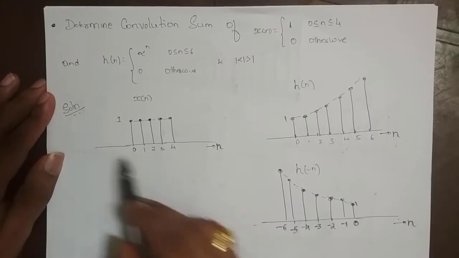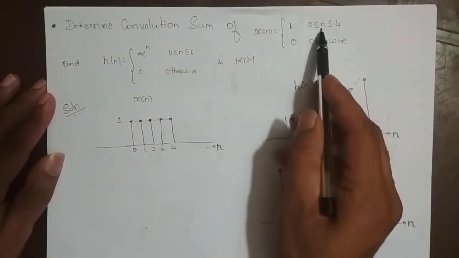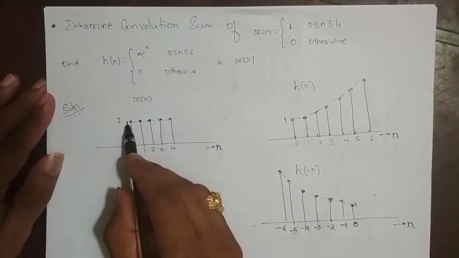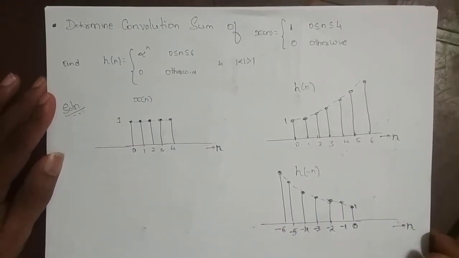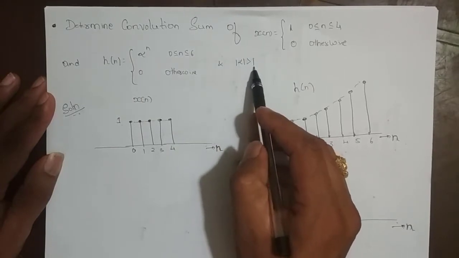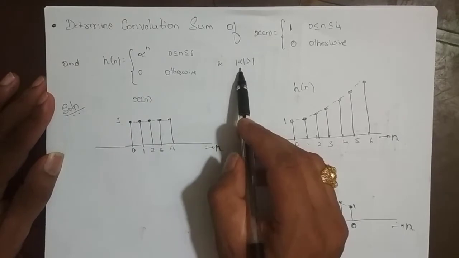So as a solution, I have sketched x of n and h of n. Let me show you. x of n is 1 for n varying from 0 to 4, so for n from 0 to 4 its amplitude is 1, and 0 otherwise. And what is h of n? It is alpha power n, the magnitude of alpha is greater than 1, and n is varying from 0 to 6.